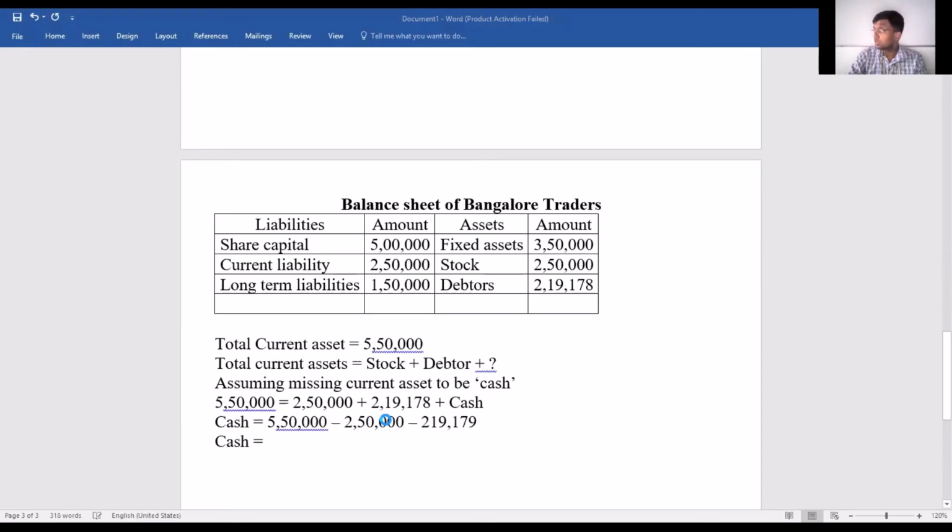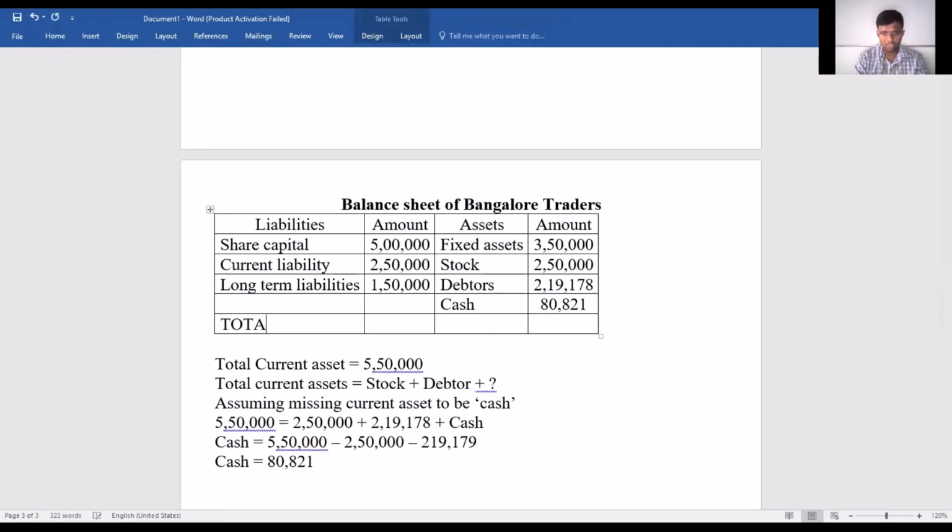So let's quickly work this out. 5,50,000 minus 2,50,000 minus 2,19,179. When we solve this, we would get the answer to be 80,881. So that is your cash. So we would substitute for cash over here, and this works out to be 80,821.